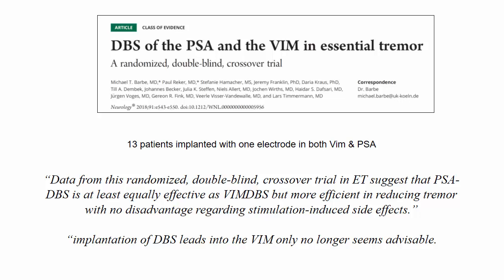And data from this randomized, double-blind crossover trial in essential tremor suggest that the PSA is at least as effective as VIM DBS, but more efficient in reducing tremor, with no disadvantage regarding stimulation-induced side effects. And the authors concluded that implantation of DBS leads into the VIM only no longer seems advisable.